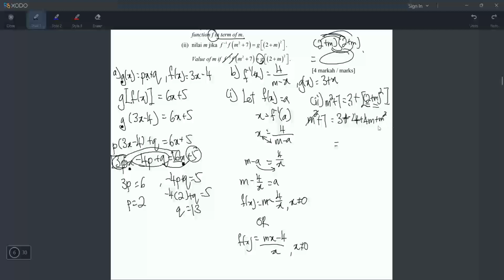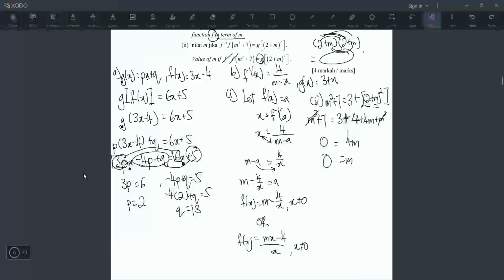So now we can cut the m squared because m squared minus m squared is 0. So we are left with 4m here. 3 plus 4 is 7. Move over there, it becomes 7. 7 minus 7 is 0. So m equals 0 divided by 4, which is 0. All right.